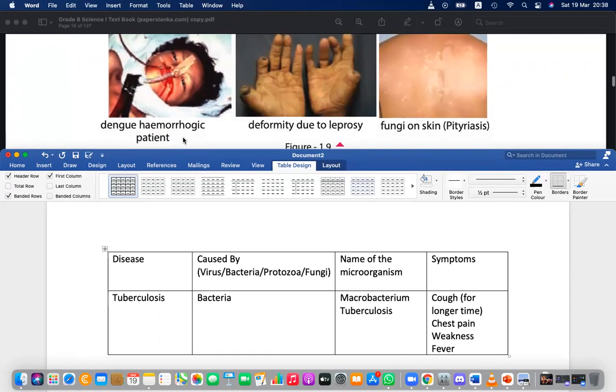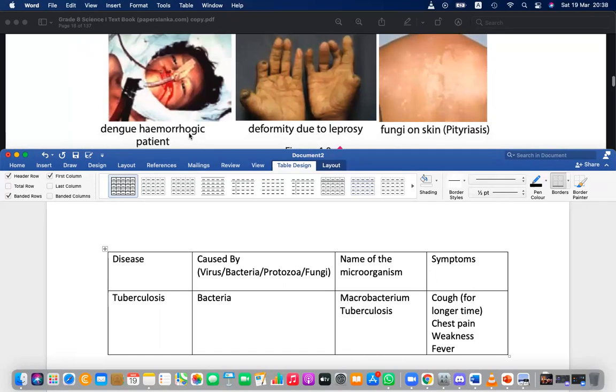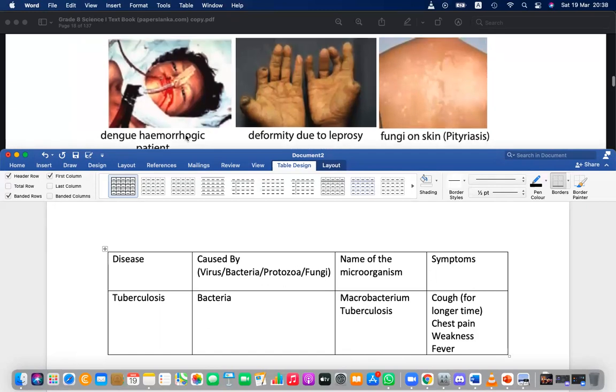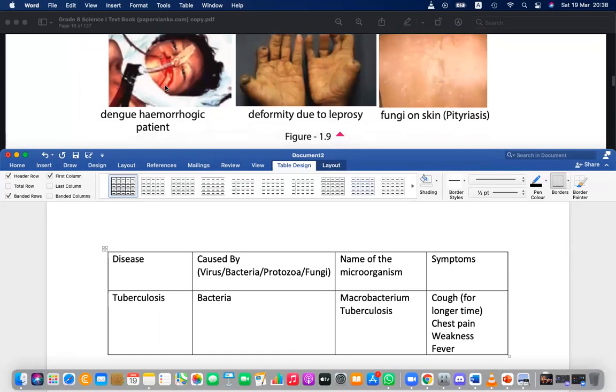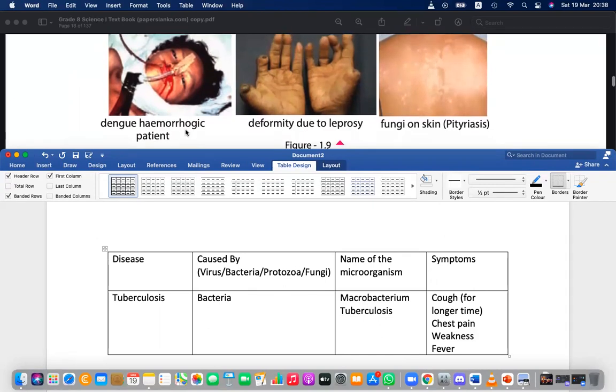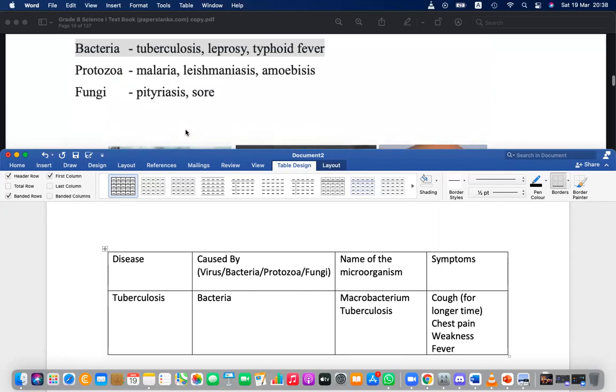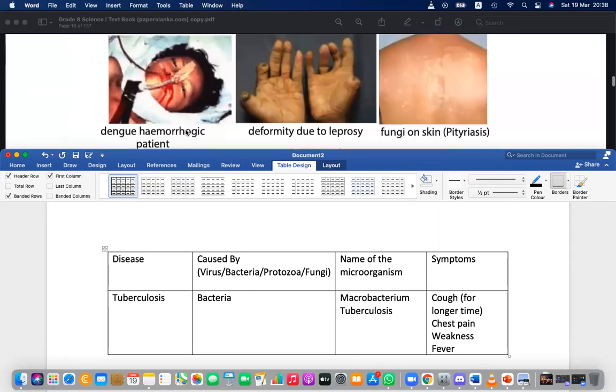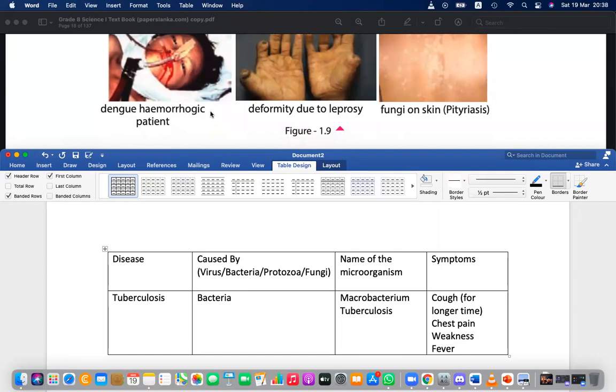Then these are some. You can see dengue, sometimes we pronounce it differently. Dengue hemorrhagic patient. Hemorrhagic means in the severe situation, it emits blood, right? It's a dangerous situation, like in Sinhala we call raktapata. Normal dengue can be tolerated, but when it comes to the hemorrhagic situation, it's really critical.